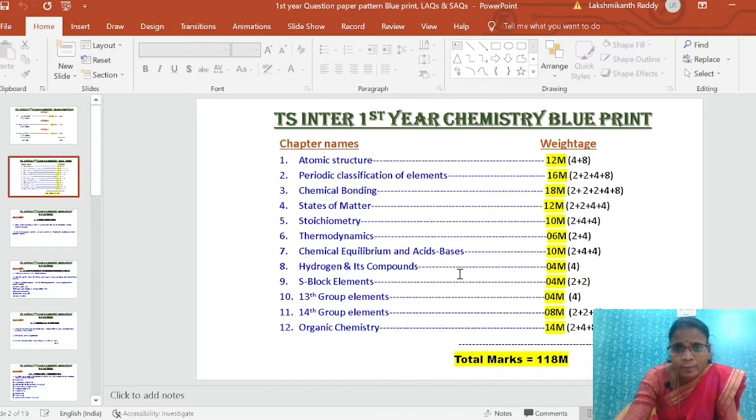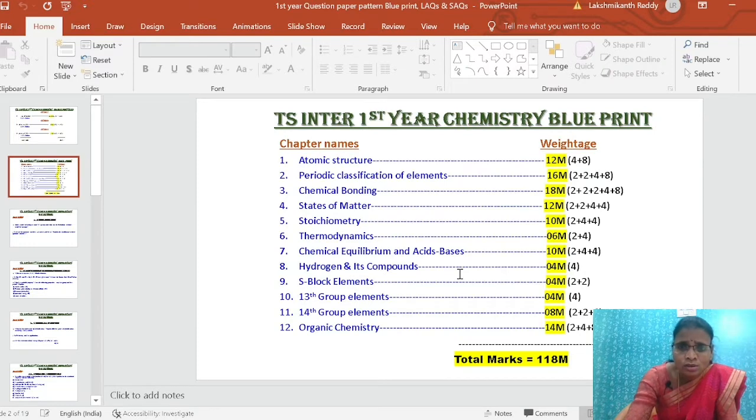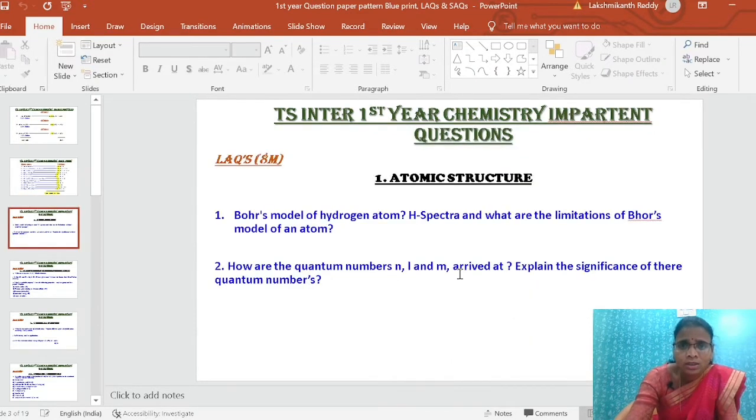Okay. So this paper pattern and blueprint are like a Google Map for your exam. You have to know this. Okay. Next, let's go for long answers, important long answer type questions.